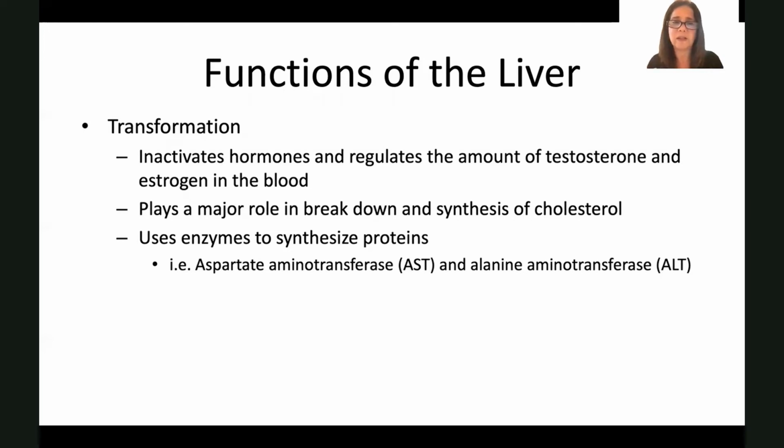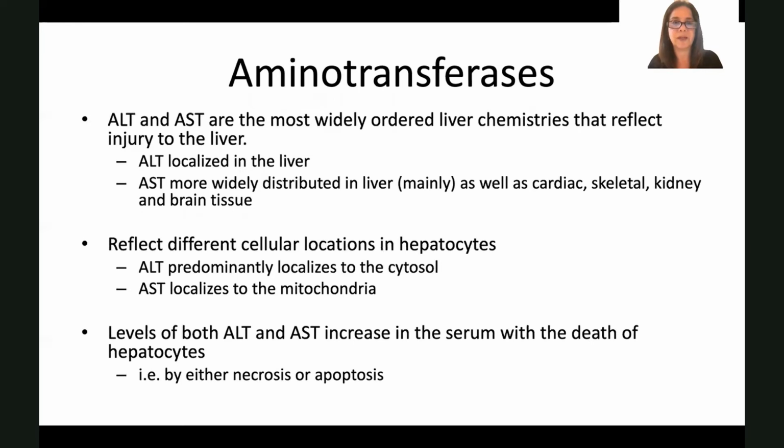And to do that, it's really using enzymes. And the most classic enzymes are aspartate aminotransferase, or AST, and alanine aminotransferase, or ALT. So these are enzymes that the liver is using to synthesize proteins. These aminotransferases are the most widely ordered liver chemistries. And when you see them go up, it means that the liver has been injured. The ALT is more likely to only reflect liver injury. The AST is a little bit more widespread, so you're going to see it in cardiac, skeletal tissue, kidney, brain tissue, but it's really mostly in the liver.